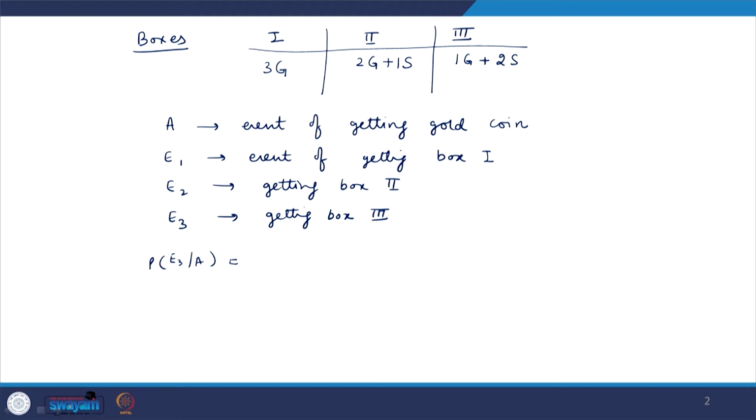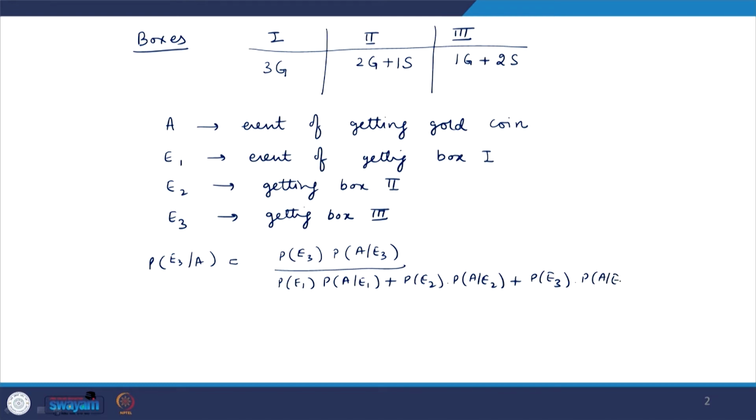That will be nothing but the probability of E3 multiplied by the probability of A given E3, that is from box 3, divided by the probability of E1 times the probability of A given E1, plus the probability of E2 multiplied by the probability of A given E2, plus the probability of E3 into the probability of A given E3.